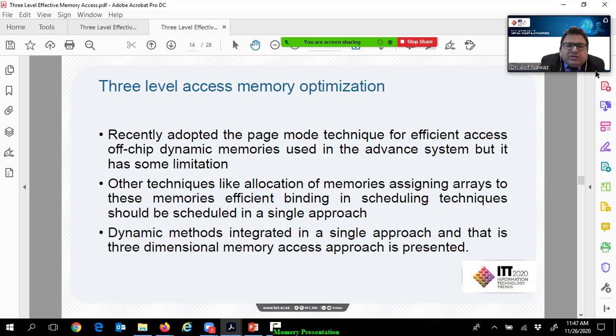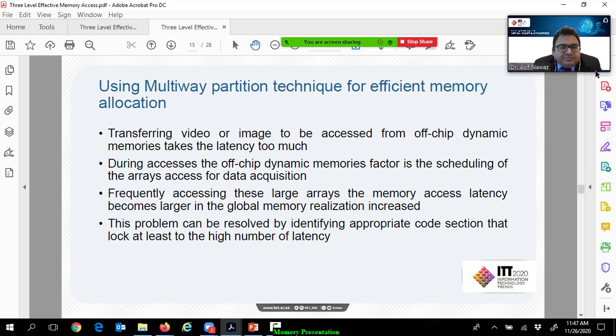There is a recently adopted page mode technique for efficient access. Again, this is written in the paper, you can go into detail. I'll just quickly go to the results which we have. And other techniques like allocation of memories, assigning arrays to these memories, efficient binding and scheduling, and dynamic methods integrated into a single approach. So these three methods we have put into a single approach to get good results.